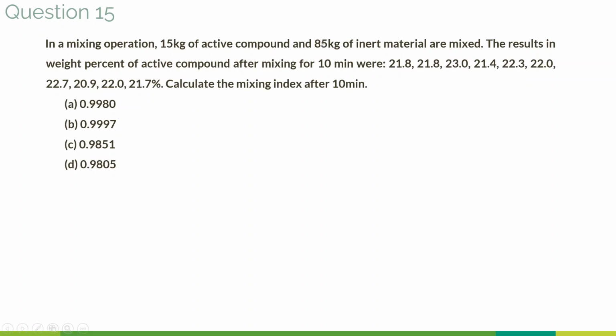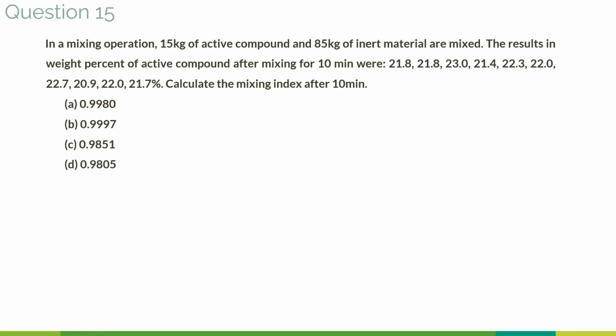So the fraction of the active compound at time t equal to 0 is 15 divided by 15 plus 85. That is the amount of active compound divided by the total amount of substances present inside the container. So 15 divided by 15 plus 85, which is equal to 15 divided by 100. So the fraction of active compound is 0.15. So that is something that you need to calculate.